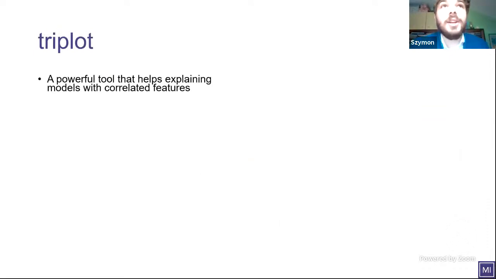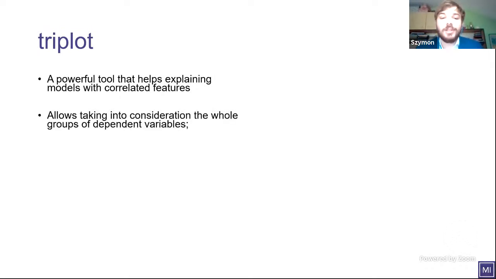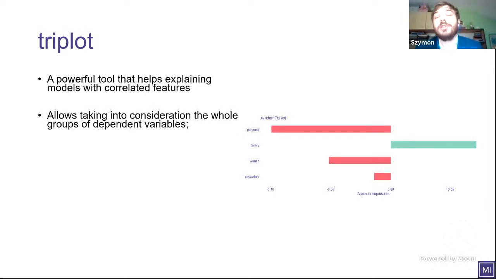Fourth package is triplot, and we included triplot on that list because it answers a viral XAI issue, which is correlated features. As you may know, model agnostic post hoc explanations do not really like correlated features. Some of the results may even be meaningless if correlated features are present in the dataset. That's why it's important to answer that issue, and triplot does it.